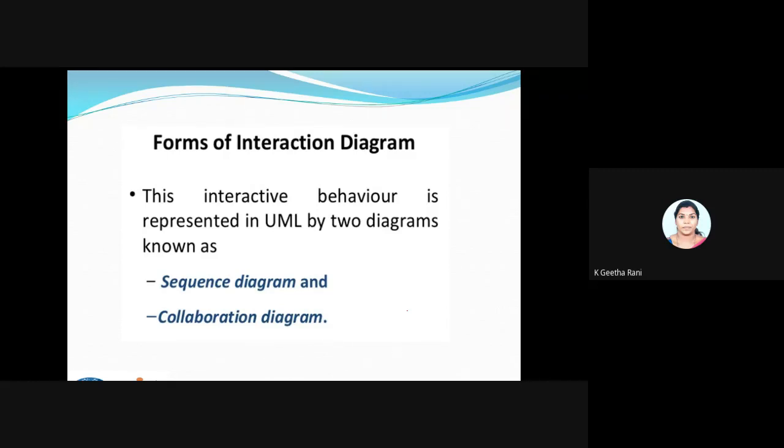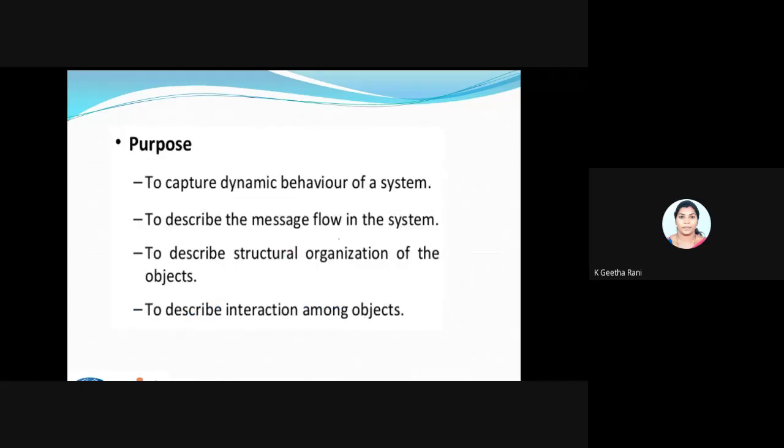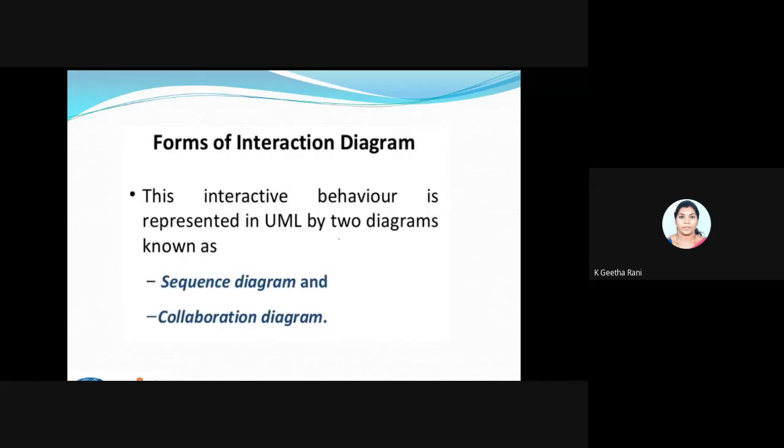What is the purpose of this interaction diagram? It's mainly going to capture the dynamic aspect. That is what it does inside this dynamic diagrams category. This interaction diagram will be capturing the dynamic aspect of our system. See how the messages are flowing, how the structure is going to be, how the interaction between the objects is going to take place. So I'm going to perform this interaction diagram in 2 UML ways: one is the sequence diagram, and another one is the collaboration diagram.